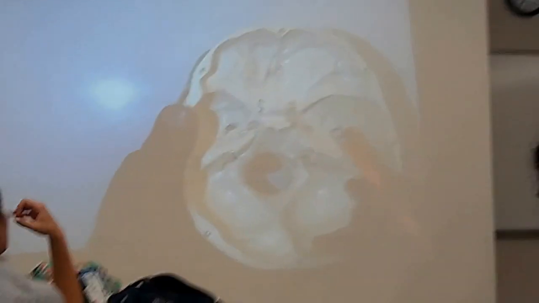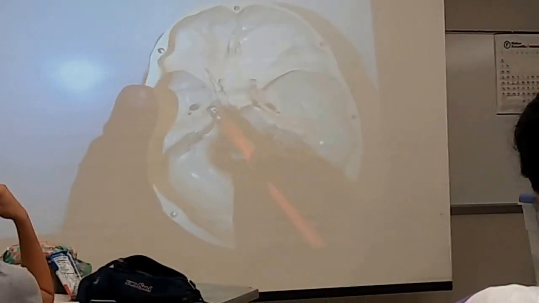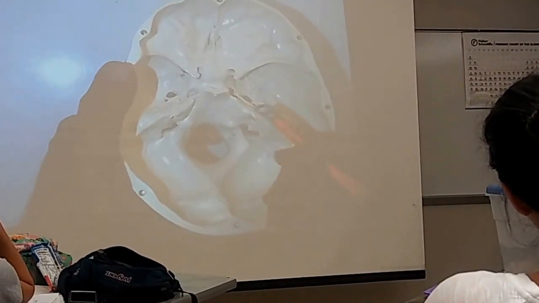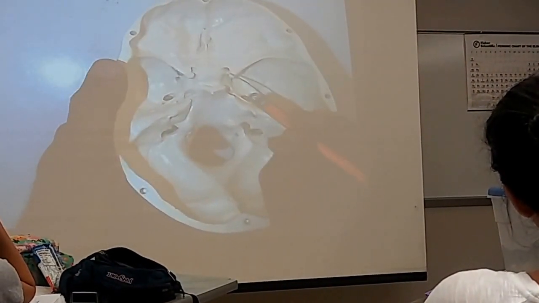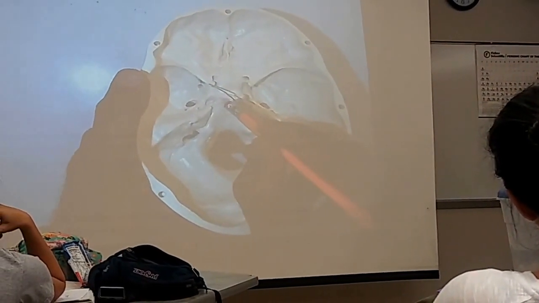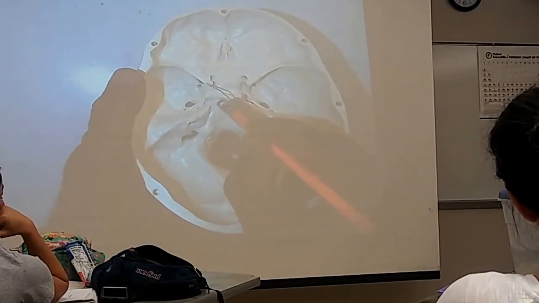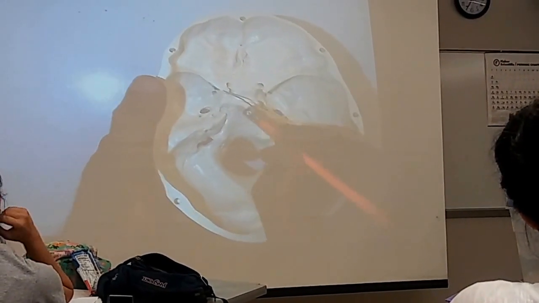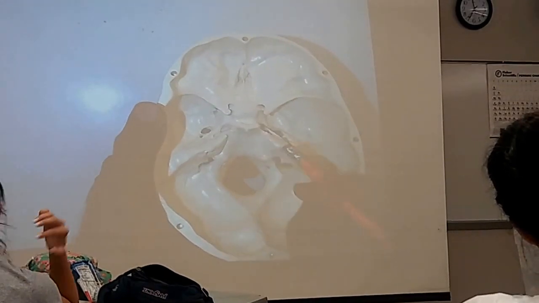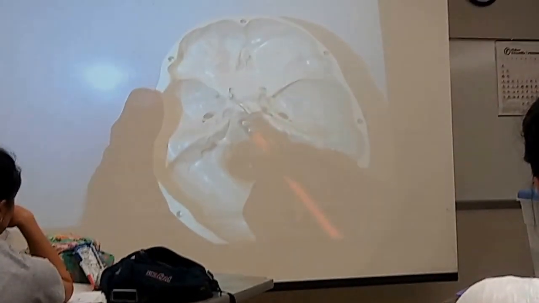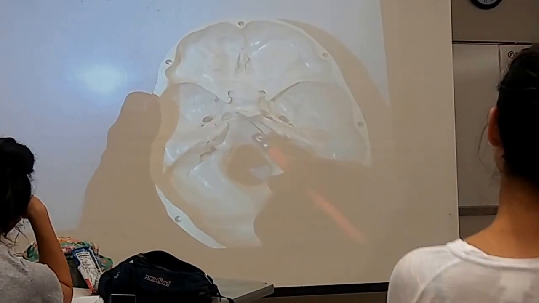We're going to start to see the lesser wing of the sphenoid. This is the lesser wing of the sphenoid. And towards the back here, we're going to have this elevation on both sides. What we call that the anterior clinoid tubercle. Anterior clinoid tubercle. These two elevations, by the way, are the posterior clinoid tubercle. So these are the anterior clinoid, these are the posterior clinoid.